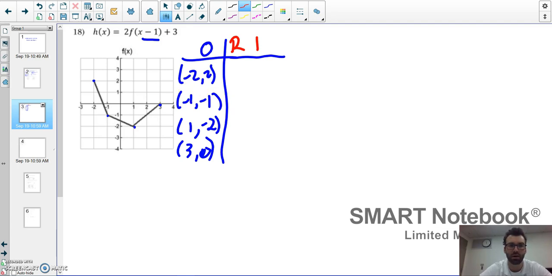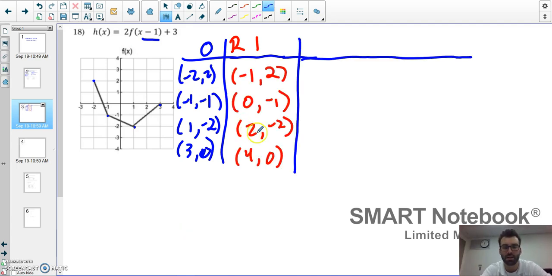Go ahead and do that. As I move right 1, remember you're adding 1 to the x values. So here's where your points should have been. Keep working from the inside out. We took care of this. Now let's take care of the 2. So we multiply y by 2. Go ahead, multiply the y's by 2, pause the video.